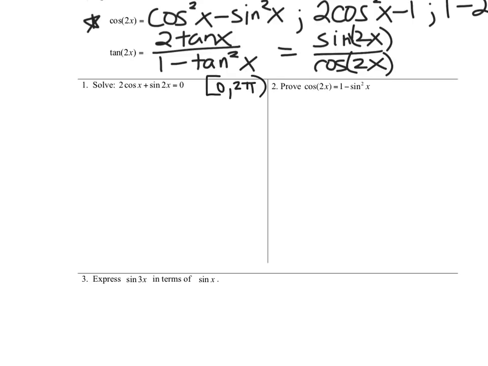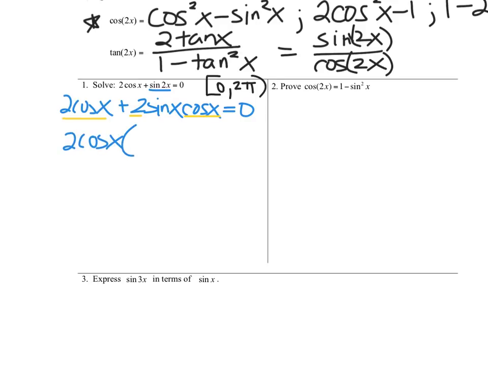Here we go. So for this one, I have 2 cosine x plus sine of 2x. Whenever I see sine of a double angle like that, I want to rewrite that. So this is 2 cosine x plus 2 sine x cosine x equals 0. And from these, I notice that now I have it all set equal to 0, which is great. So why don't I factor out a 2 cosine x from both of them? So I factor a 2 cosine x to the front, and I'm left with 1 plus sine x.